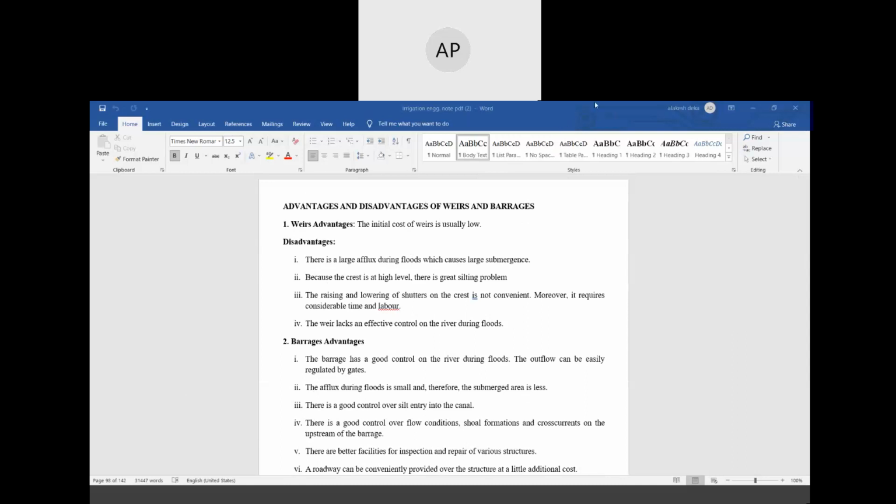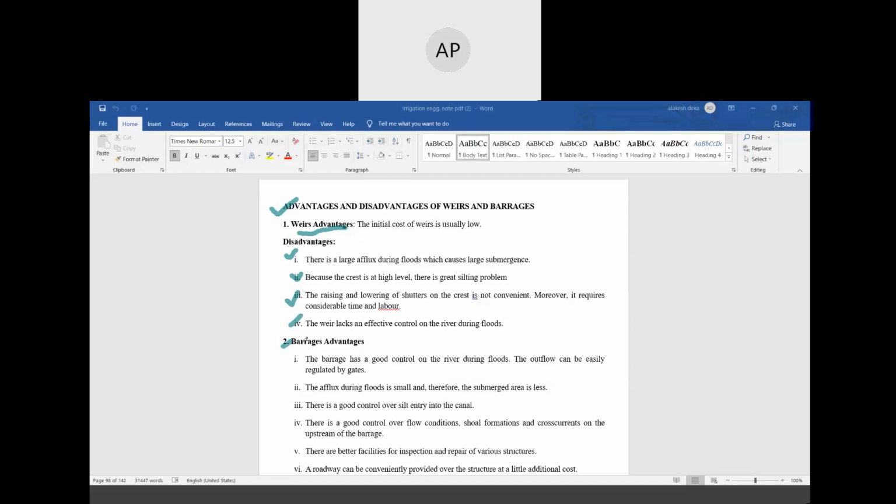Advantages and disadvantages of weirs and barrage. Weir advantage: the initial cost of a weir is usually low. Disadvantages: it has large afflux during the flood, which causes large submergence. Because the crest is at high level, there is a great silting problem. The raising and lowering of shutters on the crest is not convenient. Moreover, it requires considerable time and labor. The weir lacks an effective control on the river during floods.